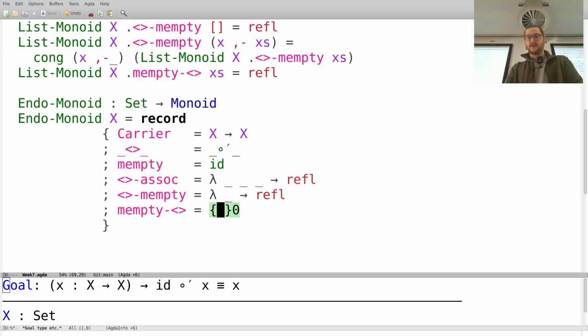And here's just the other way around. We turn this into lambda a, identity composed with x applied to a, which reduces to identity of x of a, which reduces to x of a, and then we have lambda a, x of a equals x.